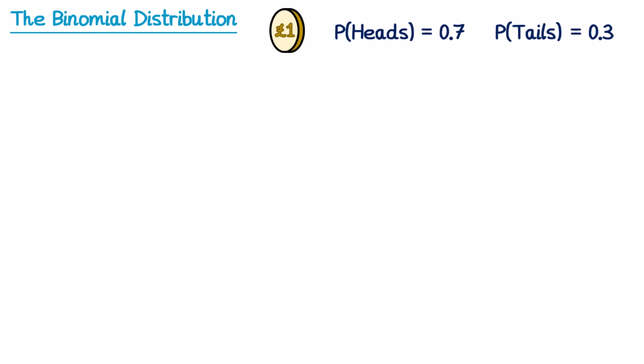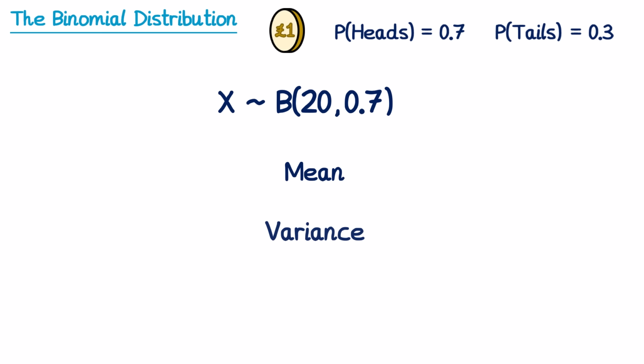Let's return to the biased coin that we used at the start of this video, and the probability of heads was 0.7 and for tails it was 0.3. Instead of throwing this coin 4 times, let's imagine we throw it 20 times. So x will be distributed binomially where n is 20, and if we're counting the number of heads, the probability of success is 0.7. You need to be able to work out the mean, variance, and standard deviation for this distribution.